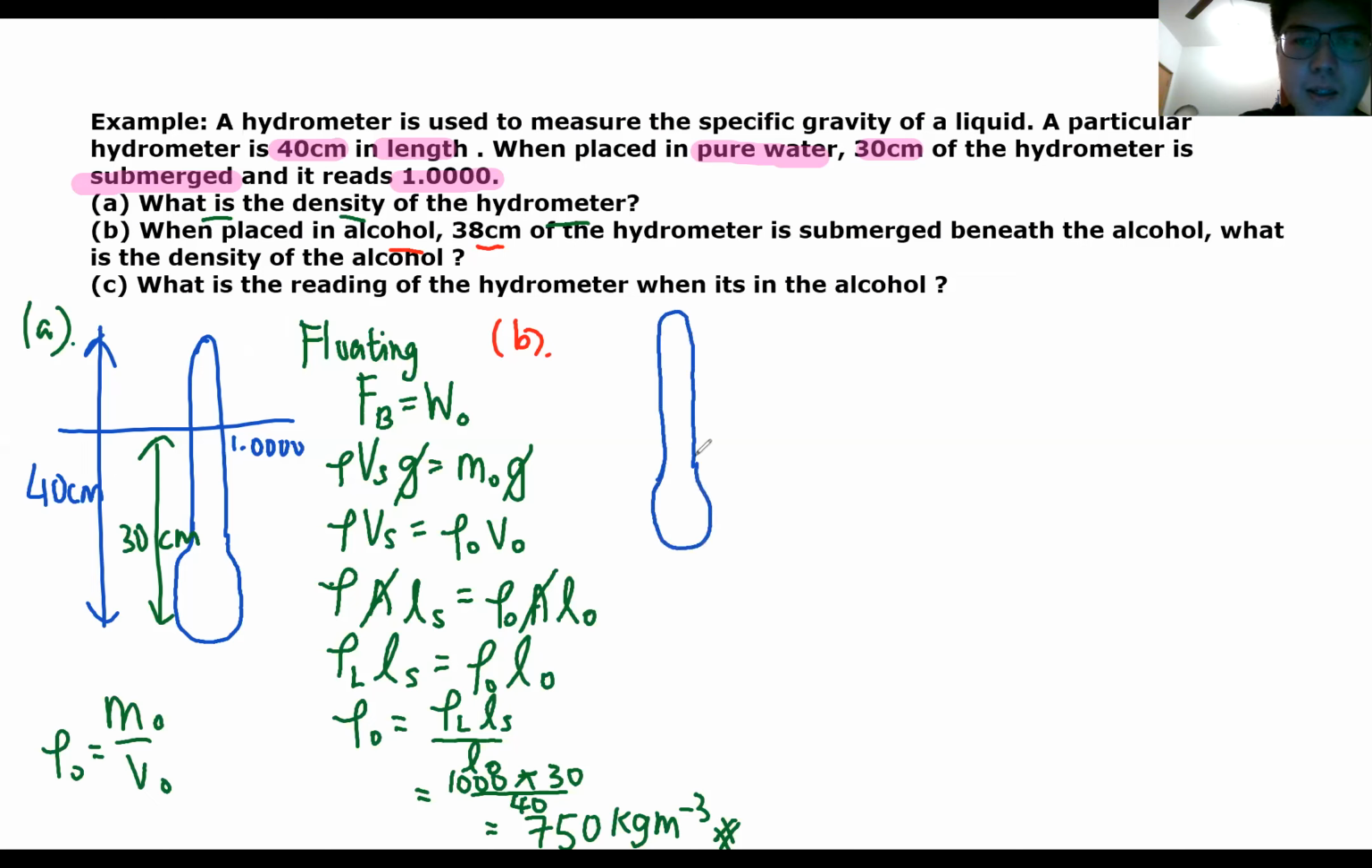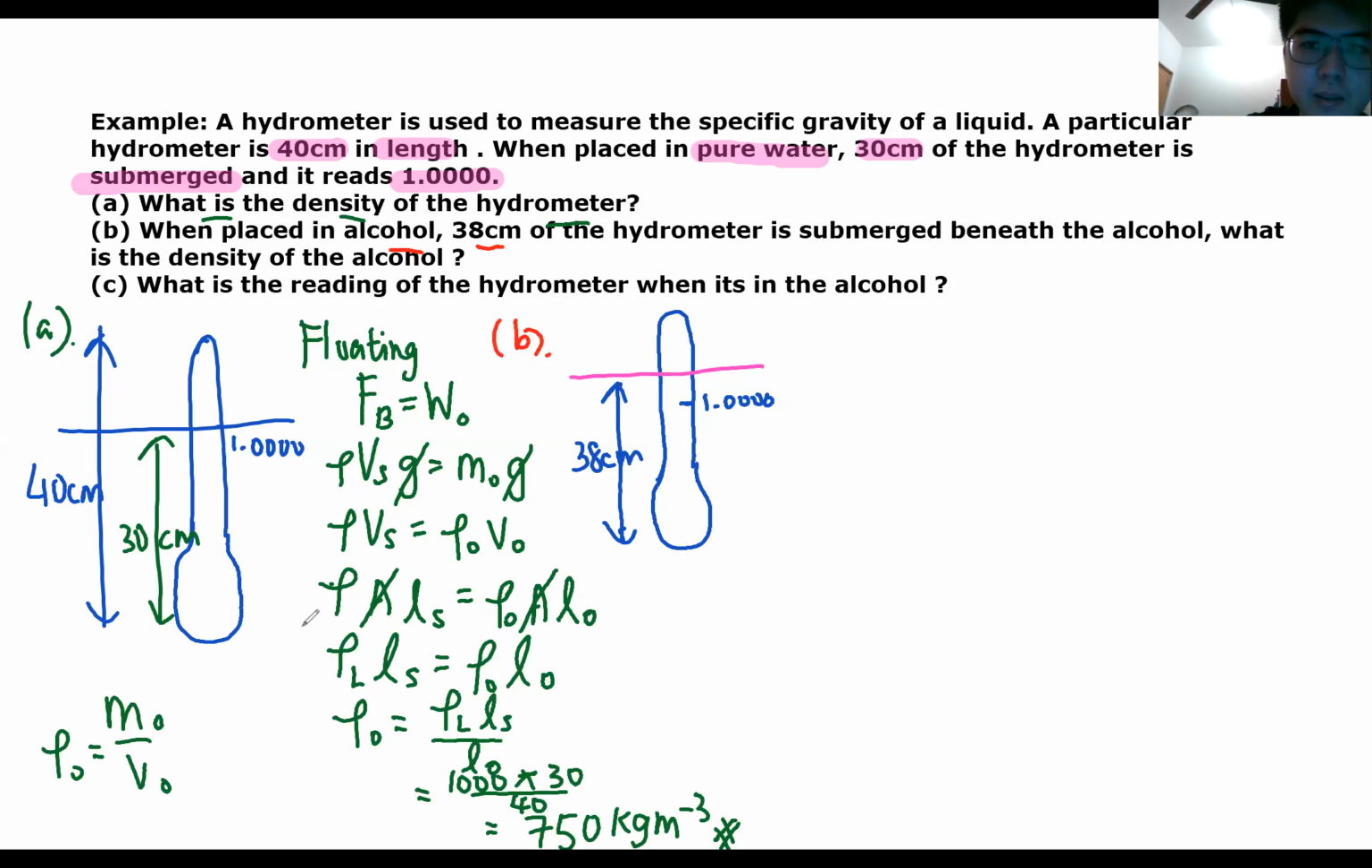So let's say this is alcohol. It sinks lower, meaning that your 1.0 mark is down below here. Let's label the distance. This is the submerged part, and it becomes 38 cm, and we know the original length of the hydrometer. So what is the density of the alcohol? Now you want to find the density of the liquid that it measures. How do we find that?